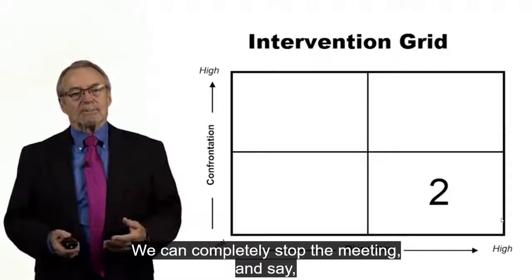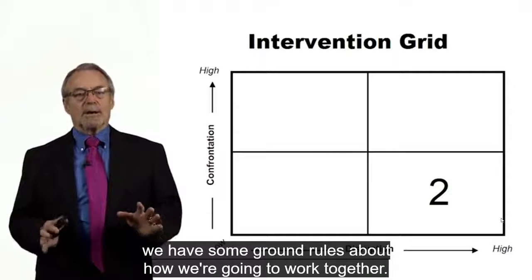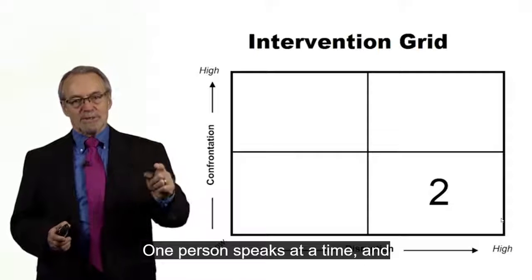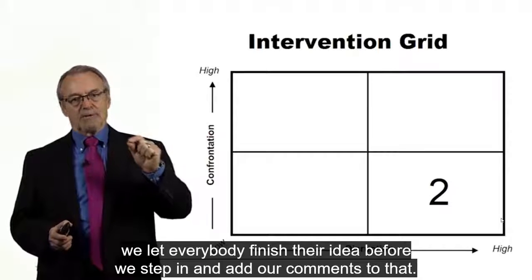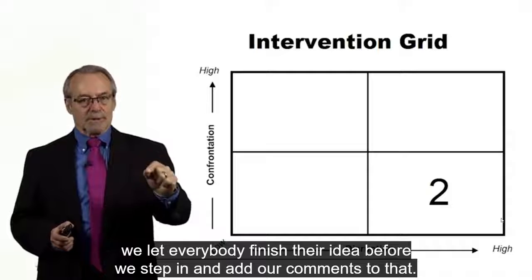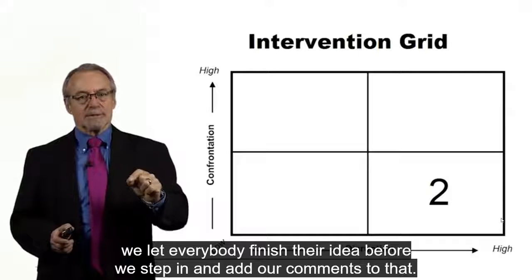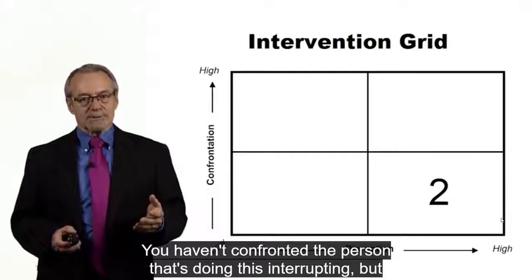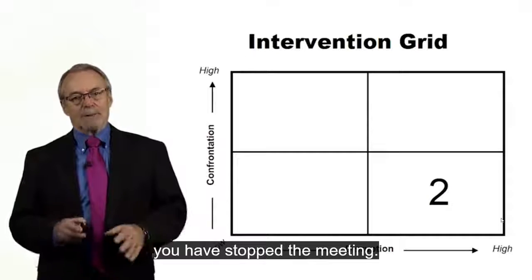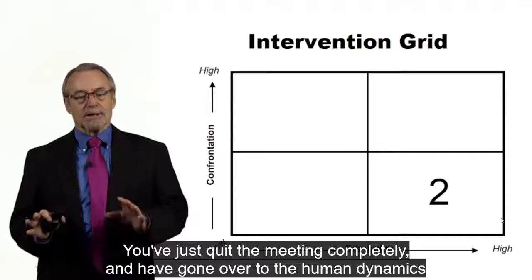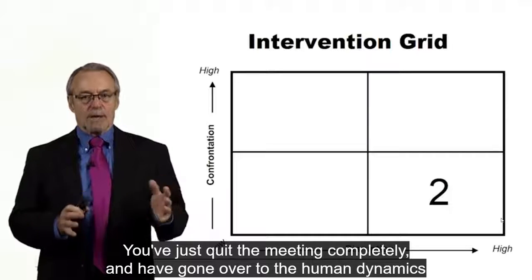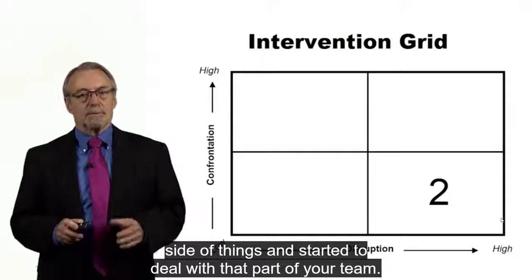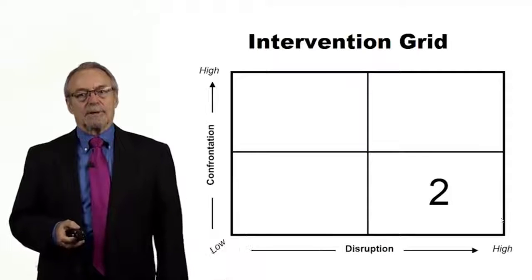We can completely stop the meeting and say we have some ground rules about how we're going to work together. One person speaks at a time, and we let everybody finish their idea before we step in and add our comments to that. So we're going to start to observe that ground rule. You haven't confronted the person that's doing this interrupting, but you have stopped the meeting. You just quit the meeting completely and have gone over to the human dynamics side of things and started to deal with that part of your team.